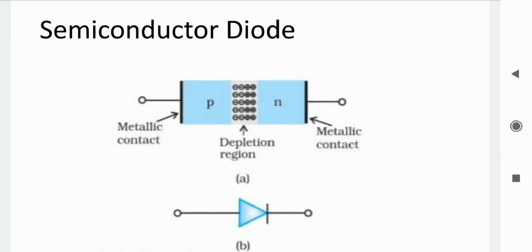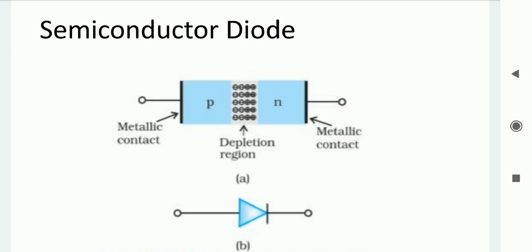Here, as you can see in diagram B, that is the symbol of the diode, which is defined in the form of an arrow. This arrow defines the flow of current in one direction, from P type to N type, in proper biasing condition. And biasing means applying DC voltage.